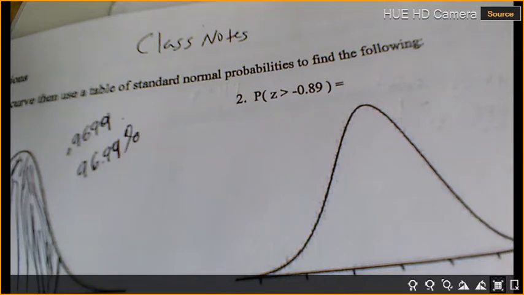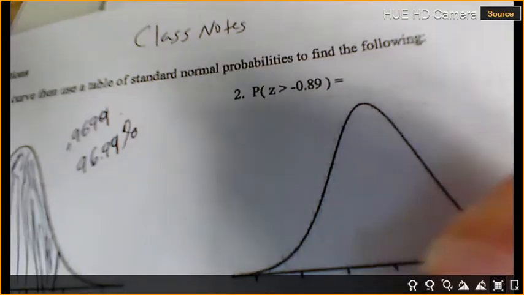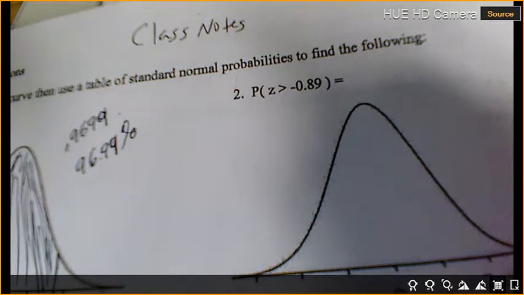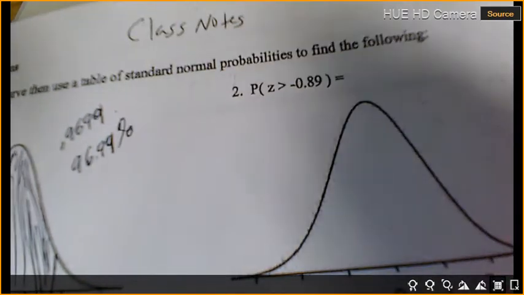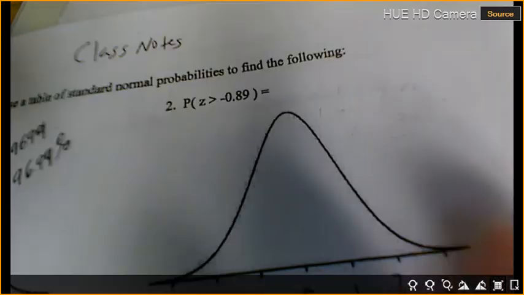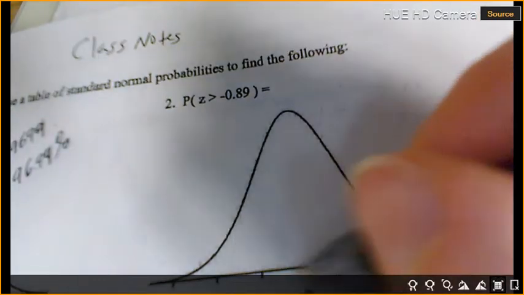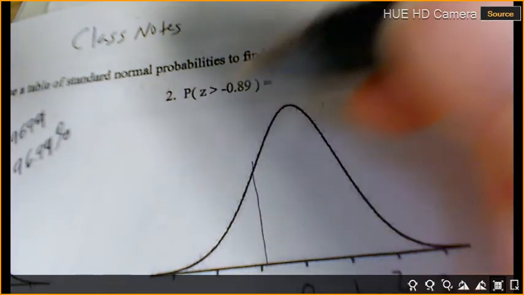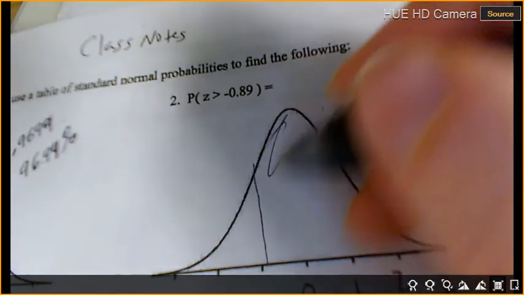Okay. So I am looking at number 2. Z is greater than negative 0.89. So this is, again, 0. This is -1. This is 1. This is -2, 2, -3, 3. We're at -0.89. Where's -0.89? Between 0 and -1, right? But a little closer to -1. But I want everything that's greater than it. So I want this side.